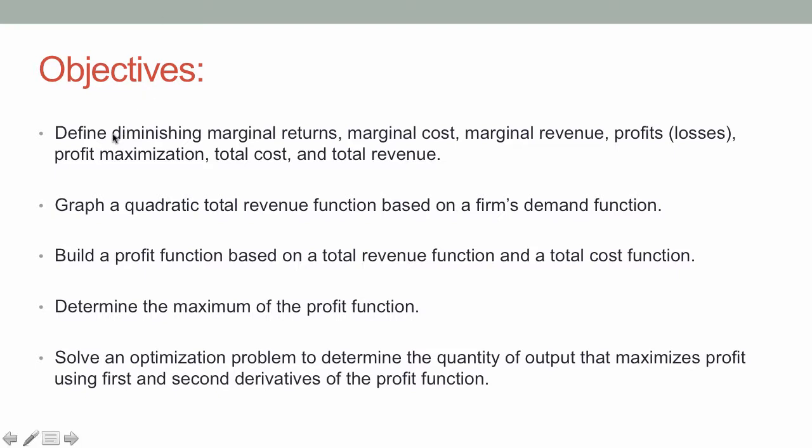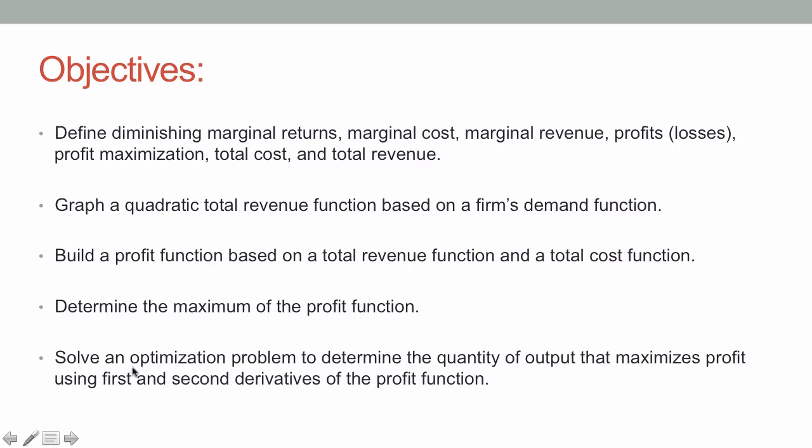We're going to talk about defining diminishing marginal returns, marginal cost, marginal revenue. We've worked a lot with marginal so far this semester. Also looking at profits, profit maximization, costs, and revenue. We're going to do a quadratic function based on a firm's demand. We're going to build a profit function based on the total revenue and total cost. And we're going to determine the maximum of the profit function.